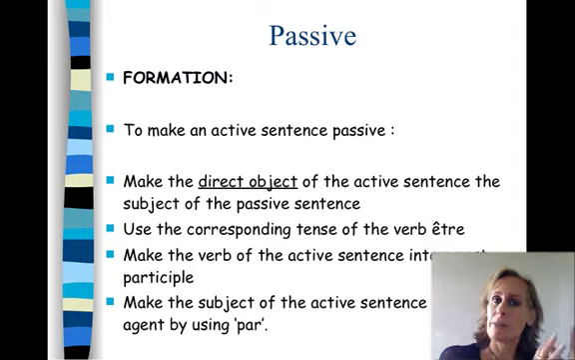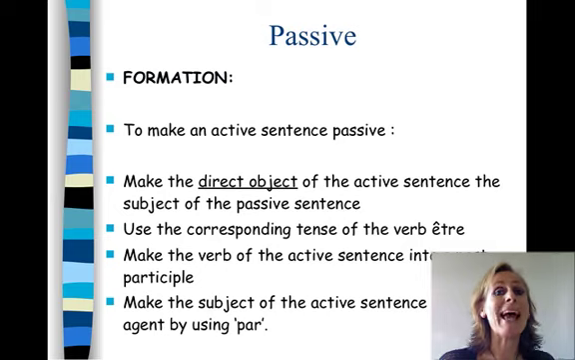Okay? The beds. We use the corresponding tense of the verb être. So we must make être agree with the beds, and it must be in the same tense. Present tense in this instance. The beds are. Then we make the verb of the active sentence into a past participle.